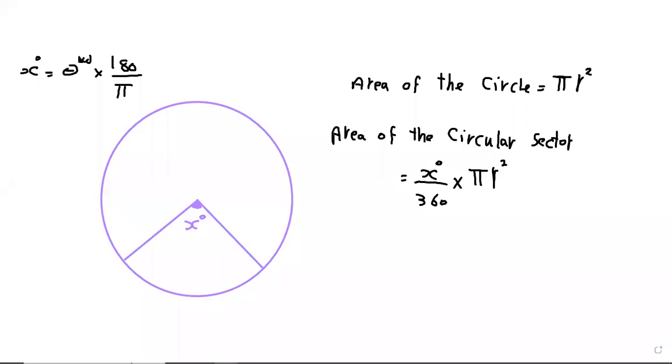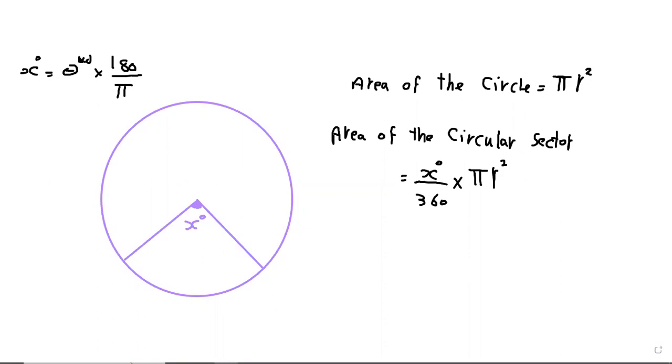Hello, students. In this session, we will be discussing the area of the circular sector. What is the circular sector? The circular sector is a region of a circle enclosed between two radii and an arc.